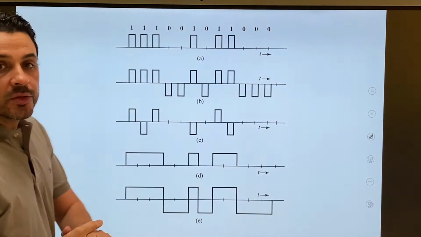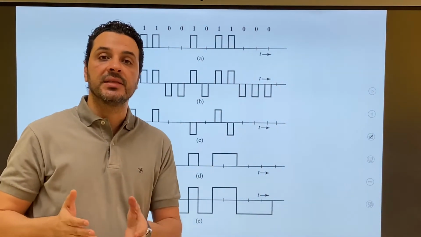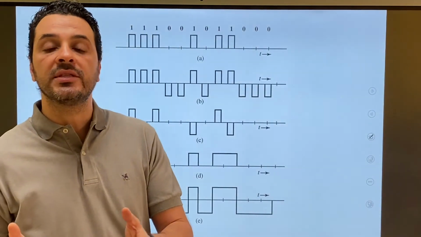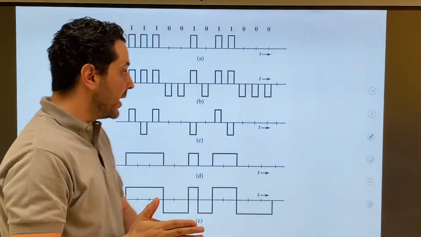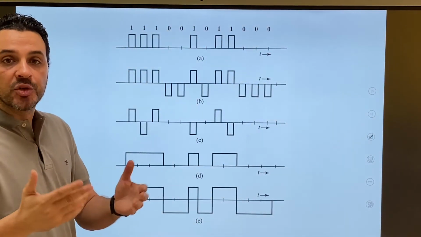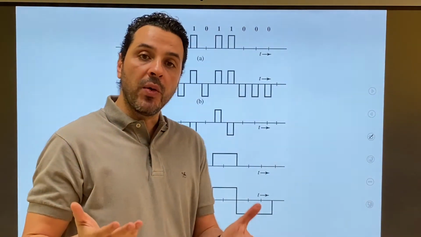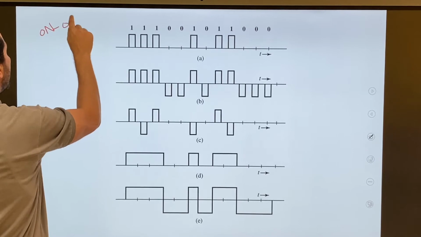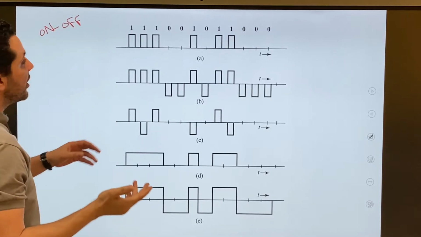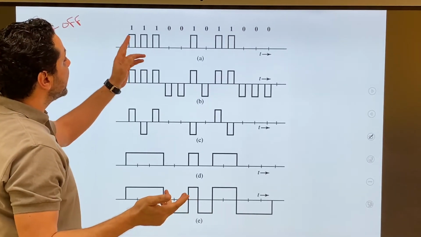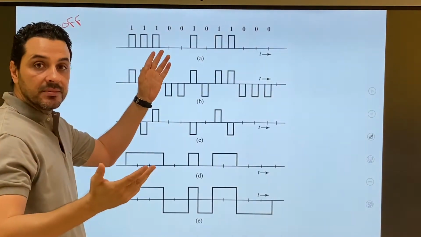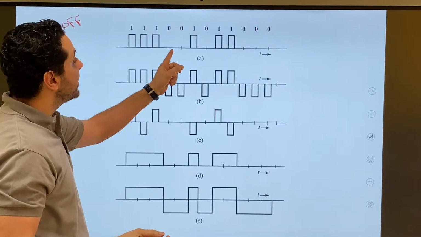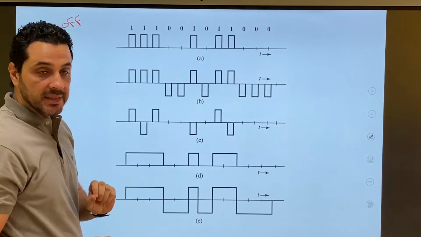In this video, we are going to represent some basic and simple schemes that were used to transmit binary data. The first famous scheme that I'm sure all of us know is the on-off. We call it on-off because the binary 1 is represented by a pulse, on, and the binary 0 is represented by no pulse.